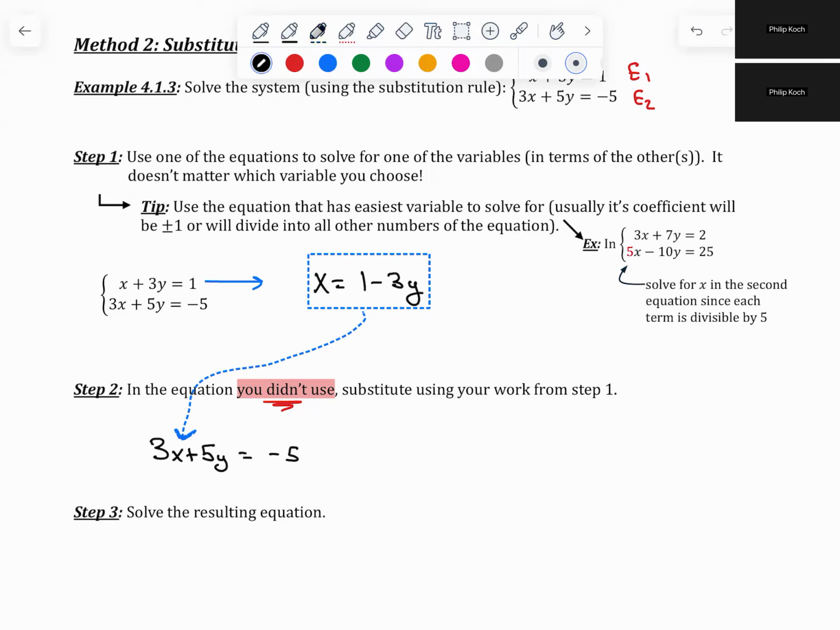So this becomes 3 times 1 minus 3y plus 5y is equal to -5.